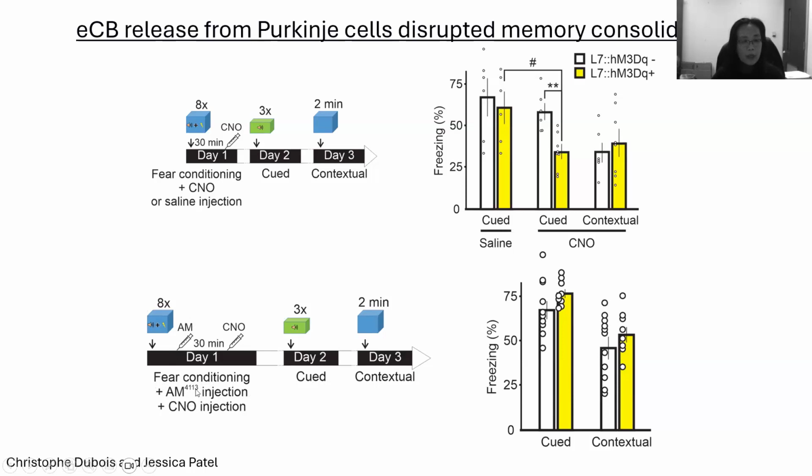It's called AM4113. It was given immediately after fear conditioning, 30 minutes before the administration of CNO. And now on day 2, when she tested the acute memory retention, the GQ positive animal no longer shows this impairment of memory retention. So this experiment really suggested the endocannabinoid release from Purkinje cells is responsible for impairment of memory consolidation.